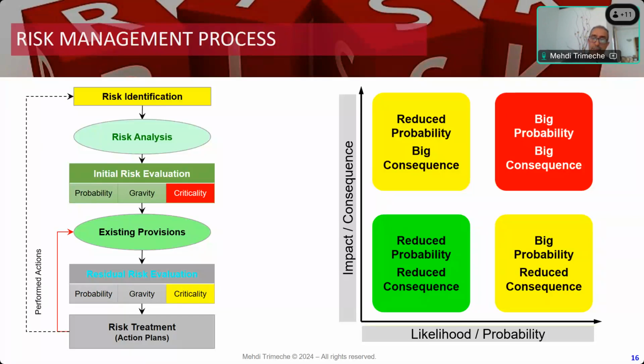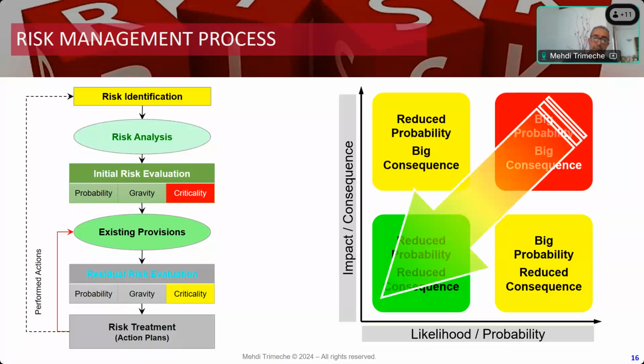Although the risk management process is often presented as a sequential process, in practice it is iterative. And each iteration will reduce the probability or the consequence. So as you can see here, we can pass from the red to the green.